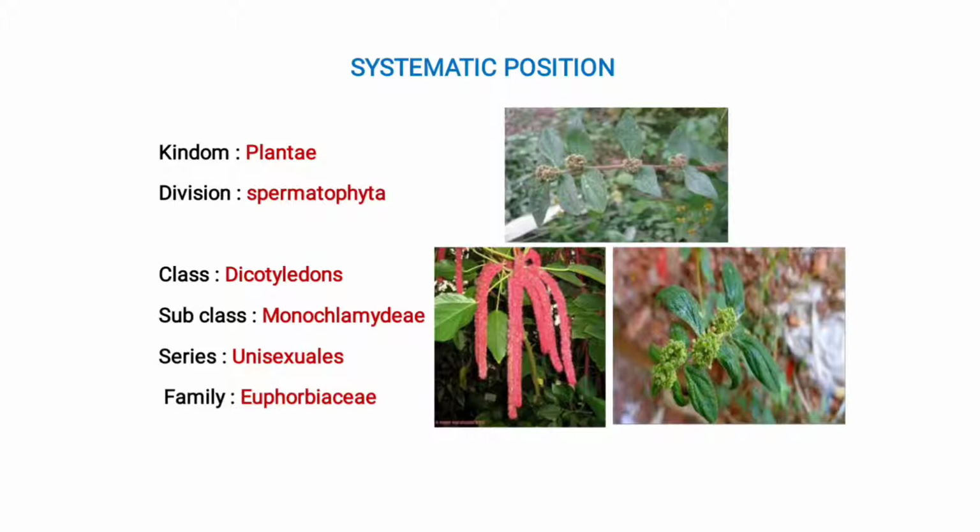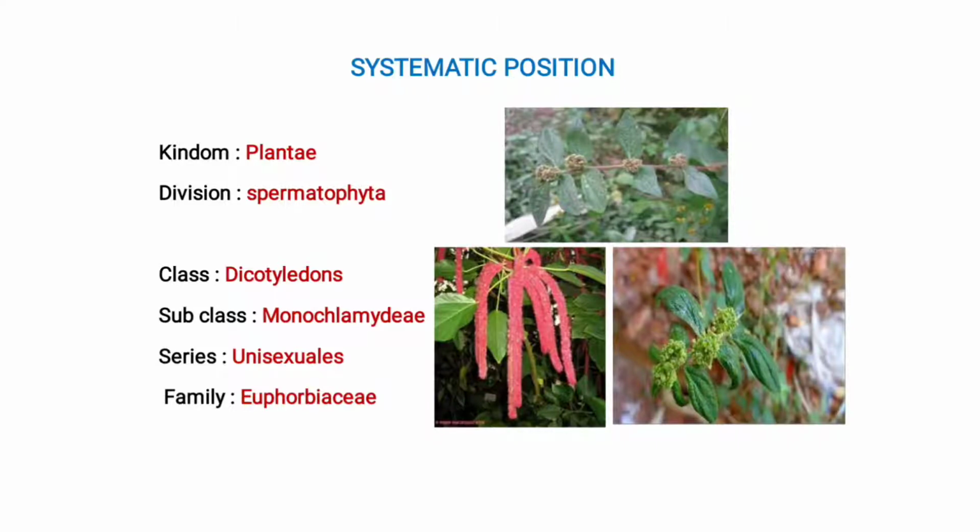Then the series is Unisexuales. The flowers are unisexual, with a syncarpous ovary of one carpel. The flowers are unisexual, it means the male flower has only the androecium and the female flower has only the gynoecium. So they are unisexual flowers. Then the ovary is syncarpous, it means the ovary is free from the tube. Then one carpel is present, known as monocarpellary.